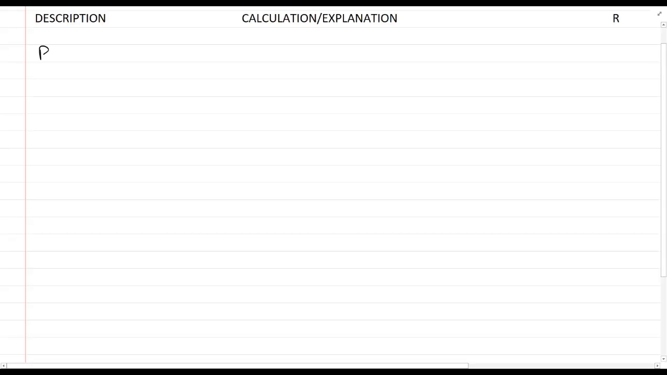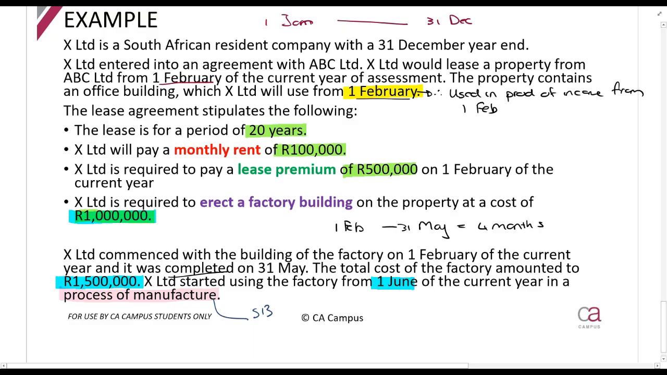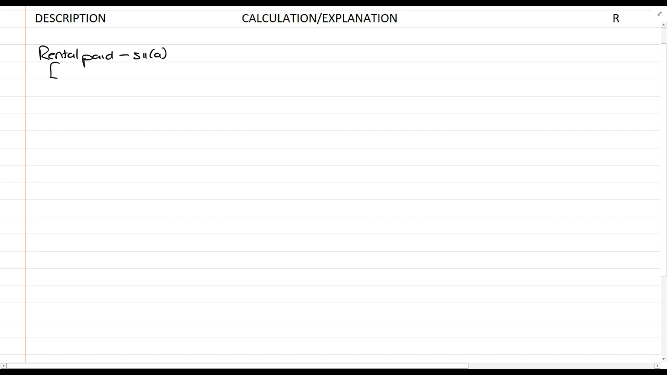So the first thing that we see, rental paid, that is a deduction under section 11A. We entered into this agreement on the 1st of February and we already used it in the production of income from that date. So this is from February until December. 100,000 rands rent a month, 11 months, we get a deduction of 1.1 million.